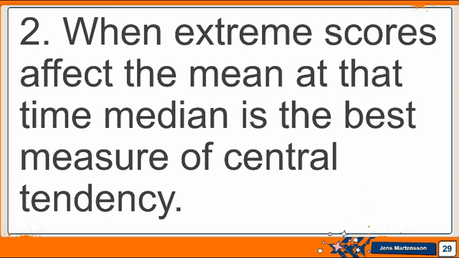So, nasa number 2, when extreme score is affecting the mean, at the time, median is the best measures of central tendency. So, again, yung extreme score, kapag merong malalayong score, mas nagiging accurate si median pagdating sa measures of central tendency. Kasi ang nakikita niya, yung nasa gitna.